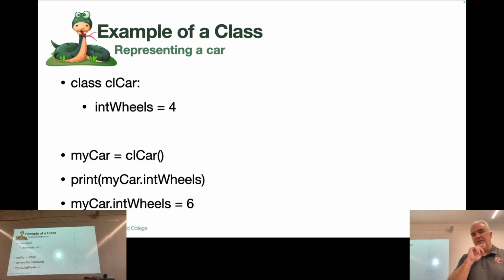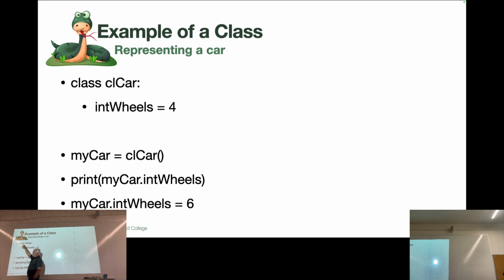So let's do properties first. Properties are simple in that they are variables that belong to an instance of a class. For example, let's say I create a class called CLCar. And this is how I do it.